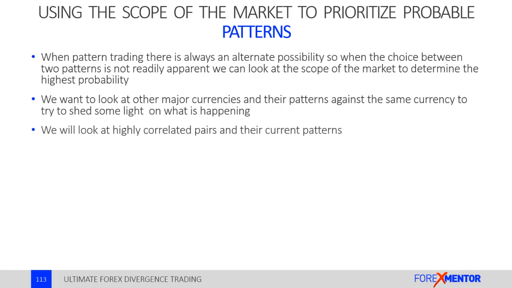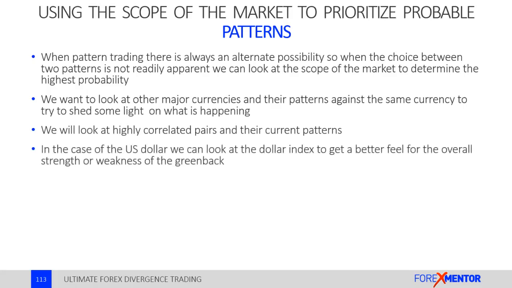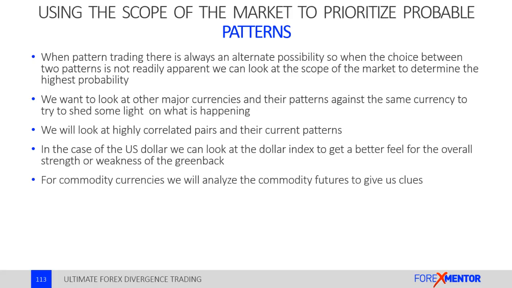We'll look at highly correlated pairs and their current patterns. In the case of the US dollar, we can look at the dollar index to get a better feel for the overall strength or weakness of the greenback. For commodity currencies, we'll analyze the commodity futures to give us clues. You know, if we're looking at the Australian dollar and we're not quite sure about the pattern that's developing there, maybe we look at the gold market and see if there's something clear in gold that can give us an idea of what we can look for with the Australian dollar as a whole.